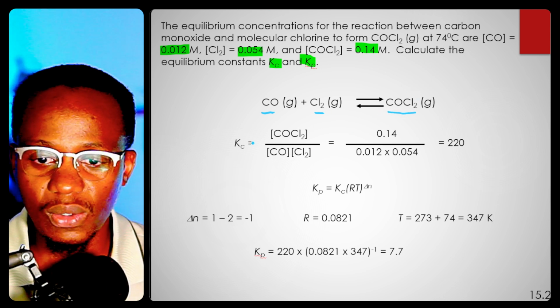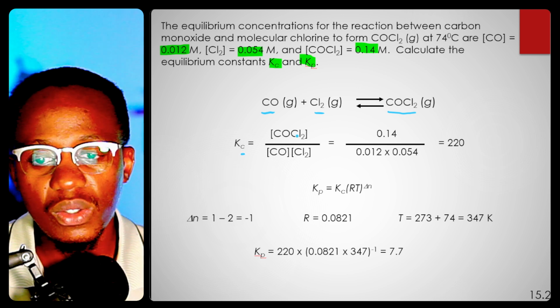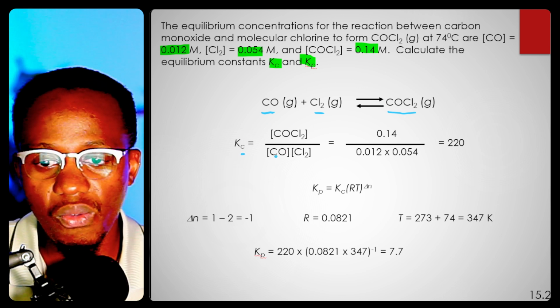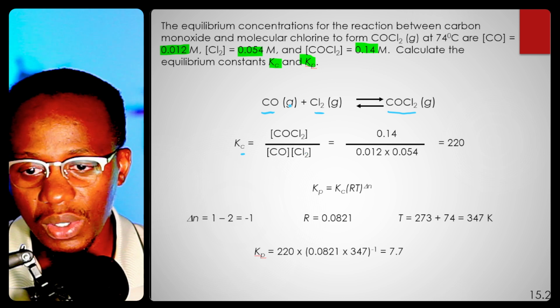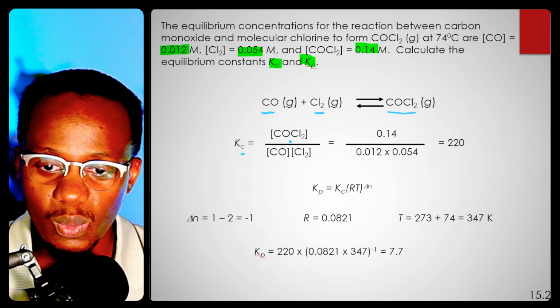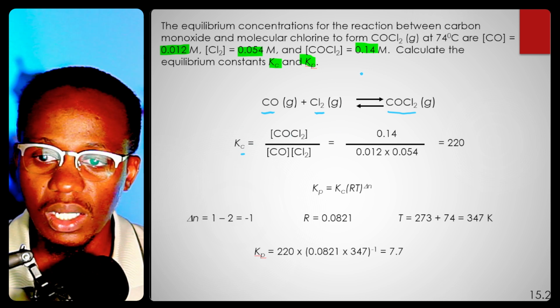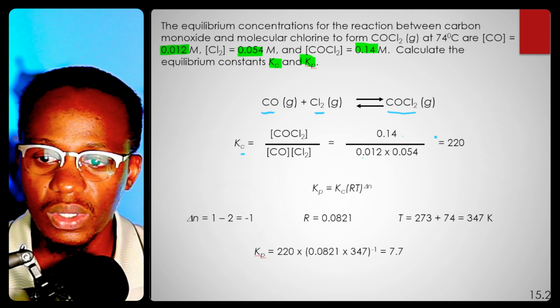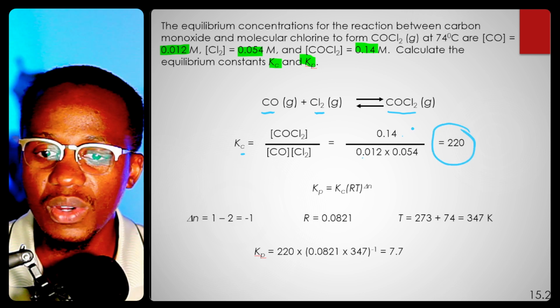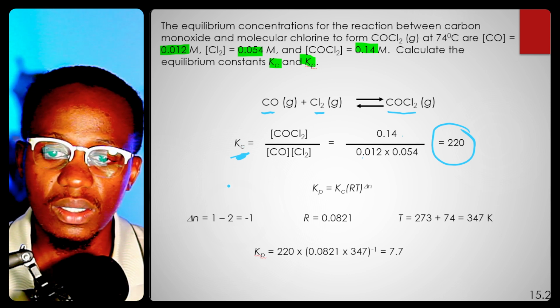What's Kc? It's the equilibrium constant based on concentration, right? So it's going to be your product over your reactants, and then we don't have any coefficients here. And then guess what? You just plug in the numbers, right? The COCl2 is 0.14, CO is this one, Cl2 is this one. You plug in the numbers, and usually the Kc, we don't give it units, right? We do not give it units.